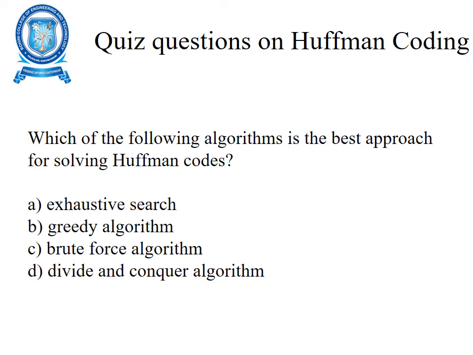Now it's up to you, students. This is a quiz question based on Huffman coding. Which of the following algorithms is the best approach for solving Huffman codes? Option A is exhaustive search, option B is a greedy algorithm, option C is brute force algorithm, and option D is a divide and conquer algorithm. Now you try to answer this question.